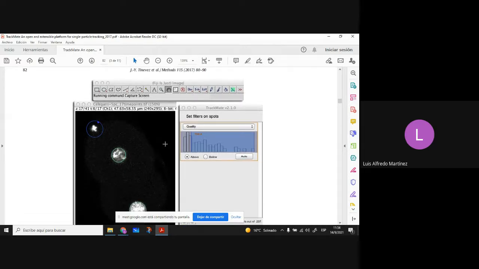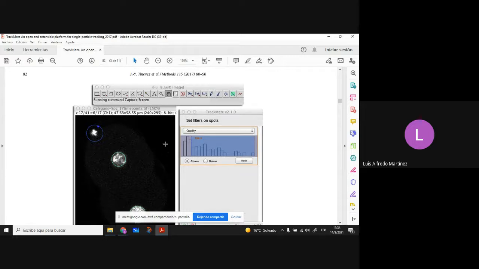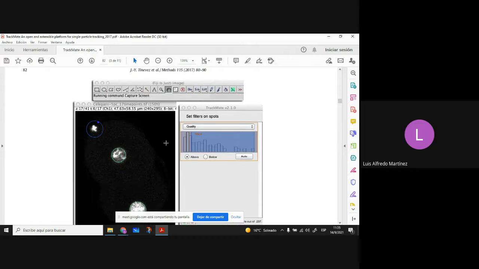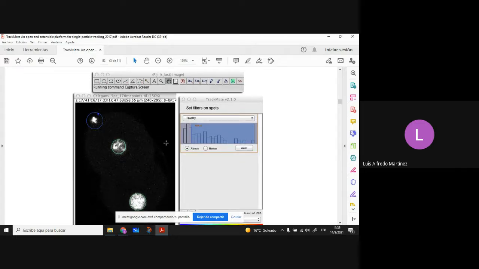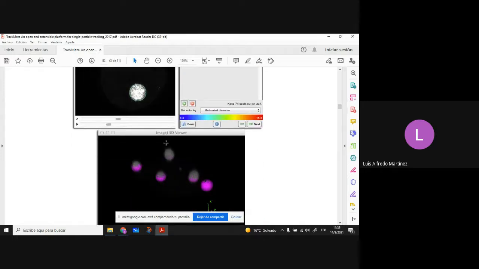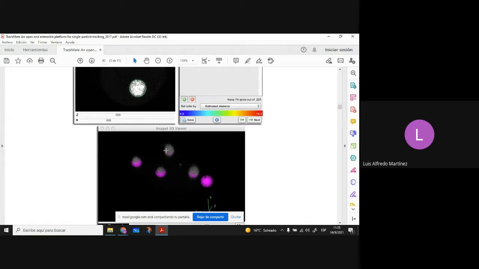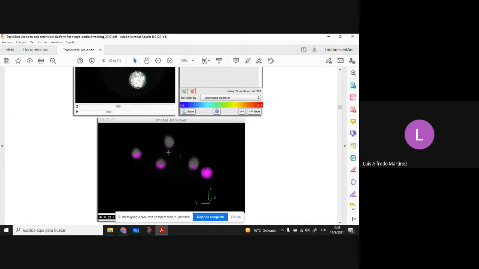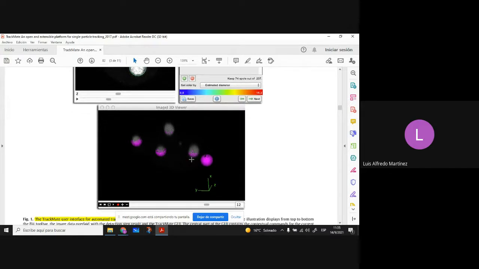We can see the screen of the plugin in the computer. And in this figure, we can see the follow-up for C. elegans embryos and the resulting three-dimensional plot in these figures.